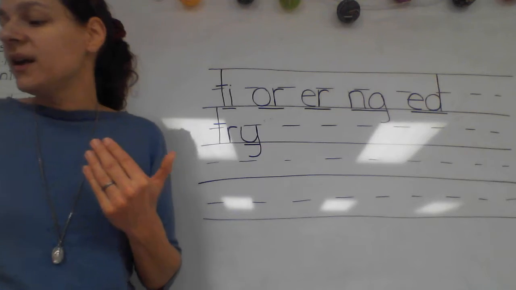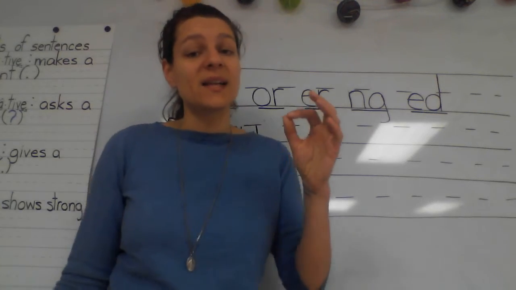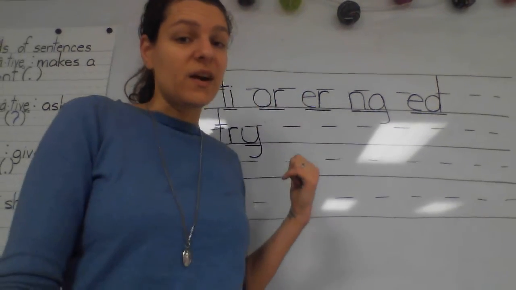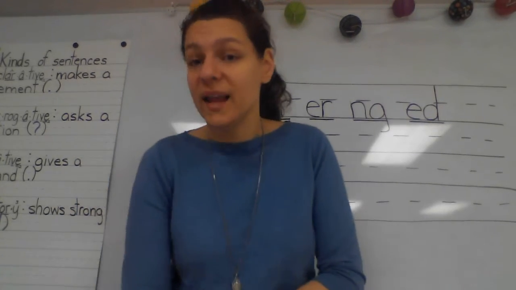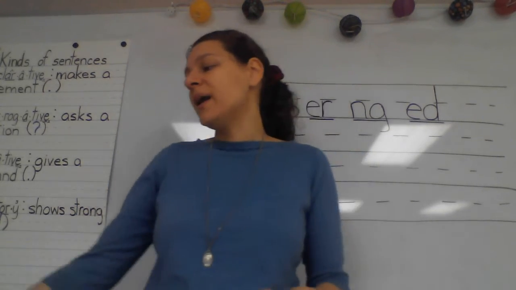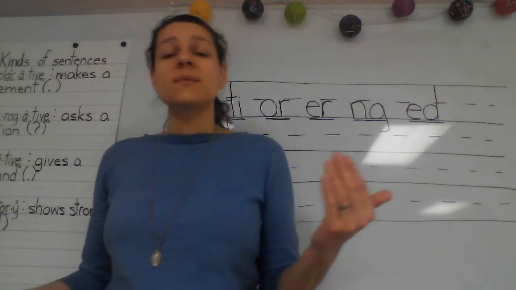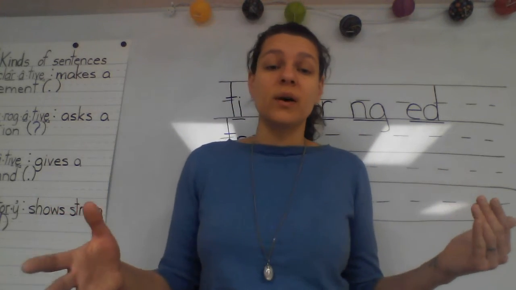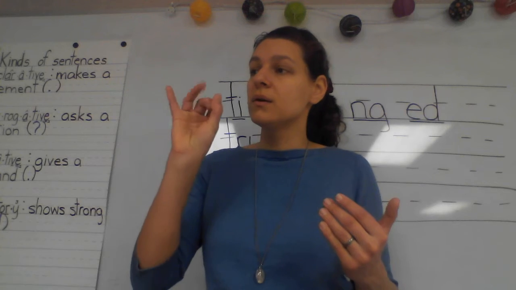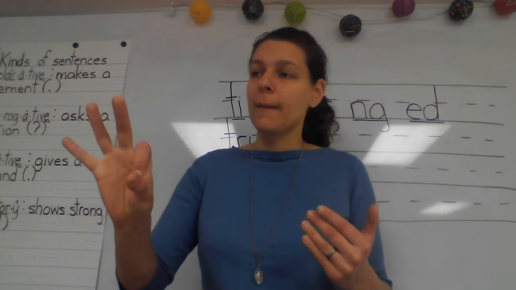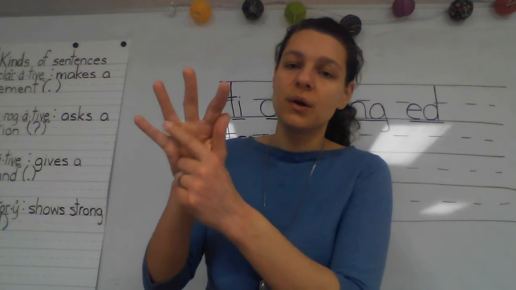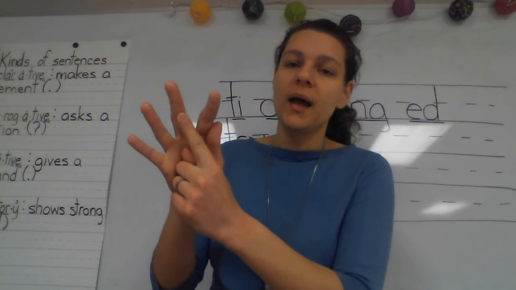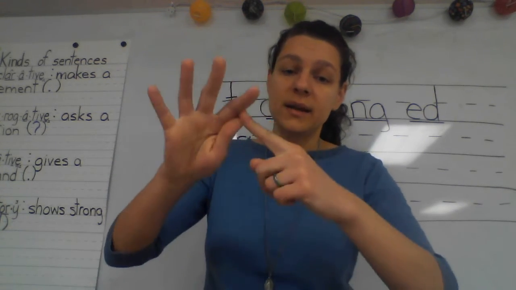All right, so we're going to add the suffix ed, d, t to the end of our word, and it will be, what will it be? Good, tried. Tried. All right, class, what sounds do we hear in the word tried? Good, so our sounds are t, r, I, d.